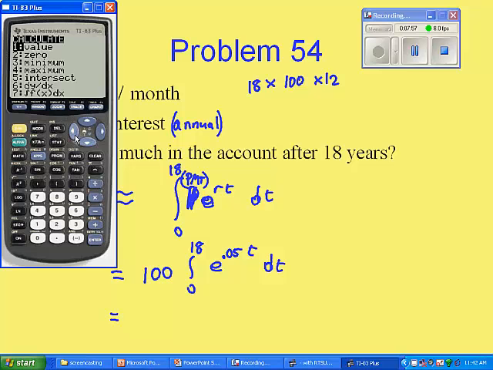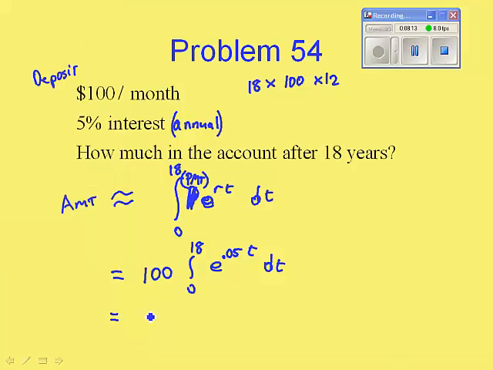So I'm going to do second calculate. Choice 7 is my integral from 0 to 18. And it'll tell me, okay, so how much is in the account after 18 years? 29.19 it says.